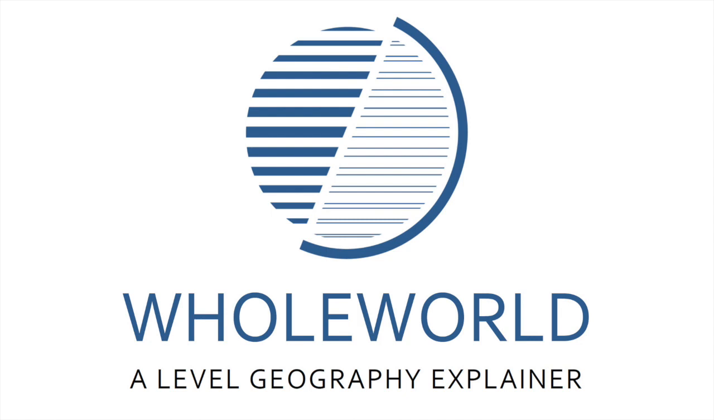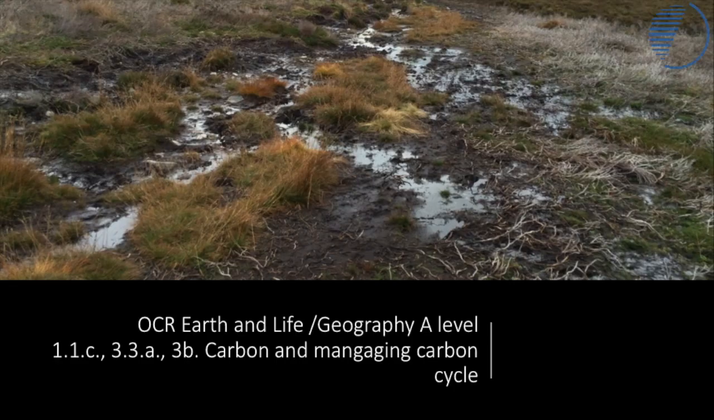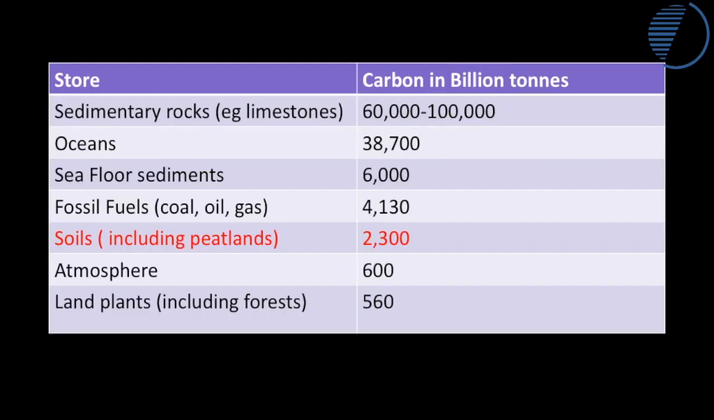We're thinking about the Earth and Life topic, and we're specifically looking at carbon sinks, how carbon can be managed, and how places like this that look so unpromising can be so important for reducing atmospheric carbon dioxide. There are 7 major stores of carbon on Earth.